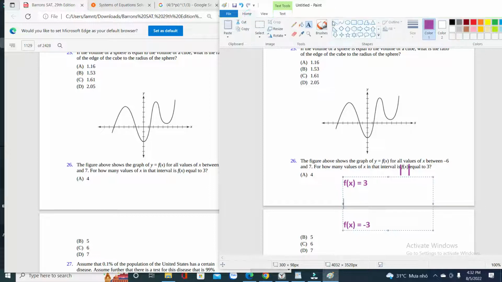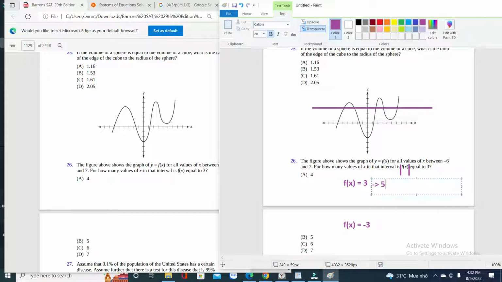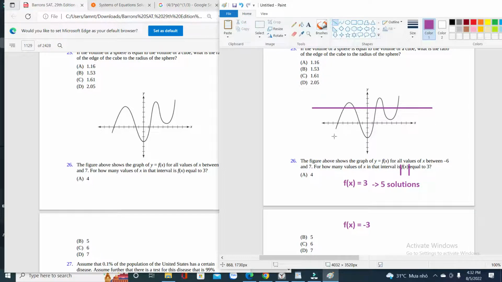So here is the line y equals 3. How many intersections do we have? 1, 2, 3, 4, 5. So this is going to yield 5 intersections, which means 5 solutions, right? 5 solutions. And down here, y equals negative 3 is going to yield another solution, right? One solution here.